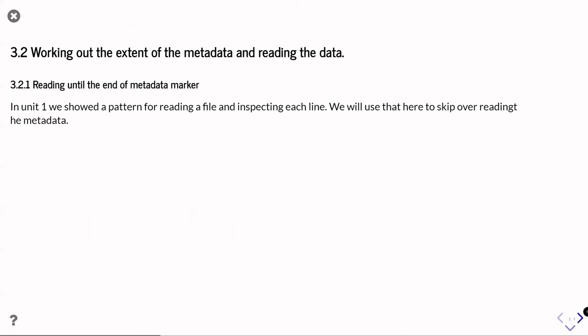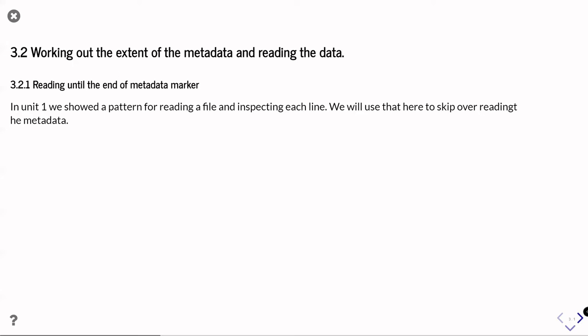So in the second part of the third unit on working with files, where we're looking at metadata, we're going to just look at how you would work out the extent of where the metadata is and jump over that to get on with reading the data. So we're going to look for the ways in which we can read until we get to the end of a metadata marker and then hand over to some of the things we looked at in unit two to actually deal with reading it.